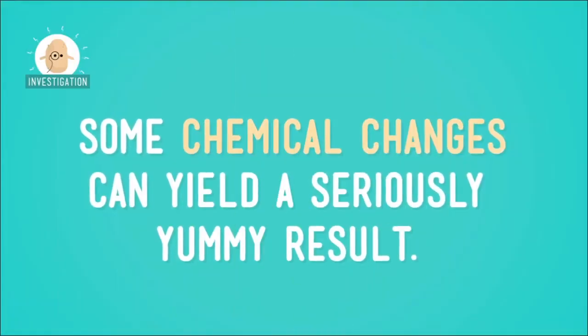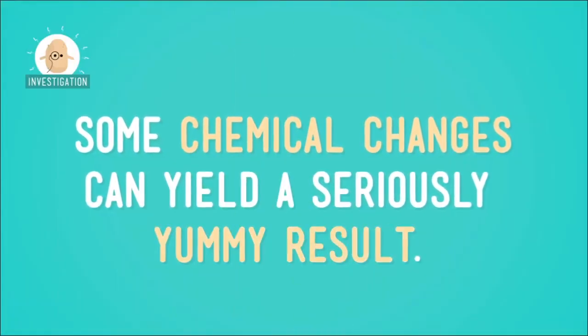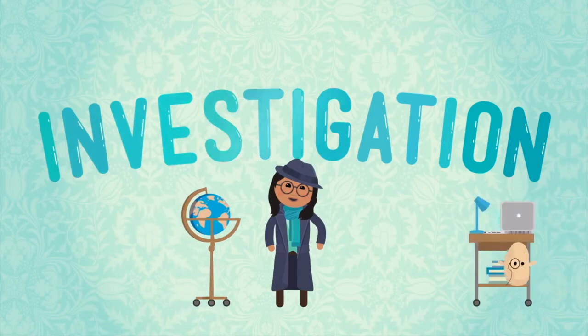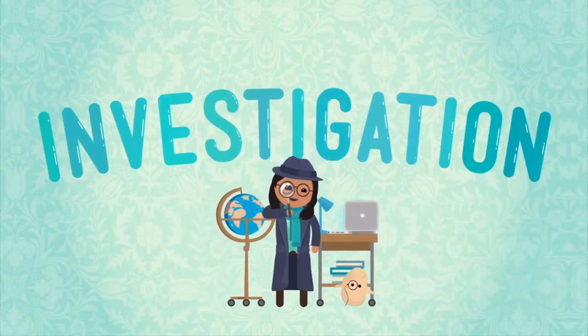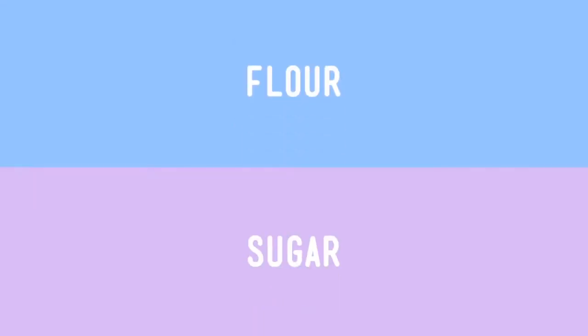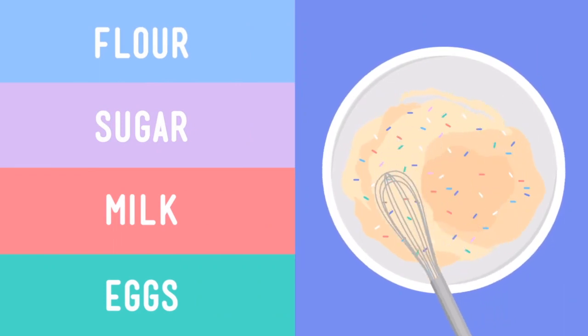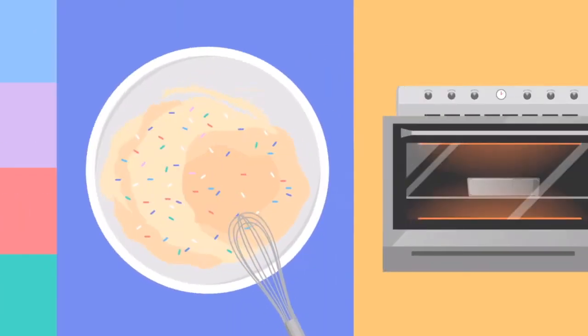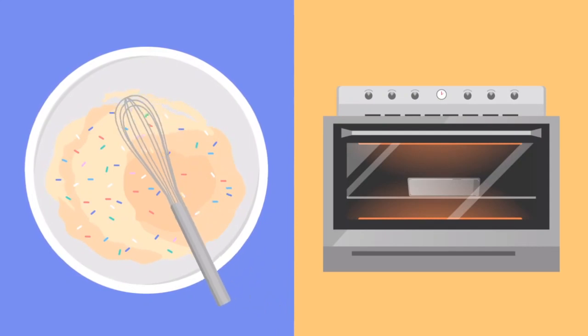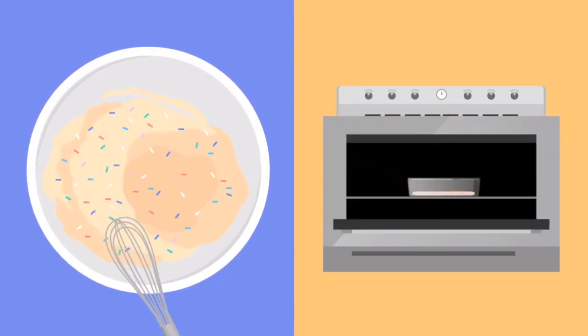Now we can do a simple investigation to show how some chemical changes can yield a seriously yummy result. When we mix the ingredients of a cake, we're mixing together different kinds of matter. Say you have flour, sugar, milk, and eggs. When you put them in a bowl and stir, you're mixing several different substances together to make cake batter. And when you pop this mixture into the oven, after a short time, you have a new substance: cake.